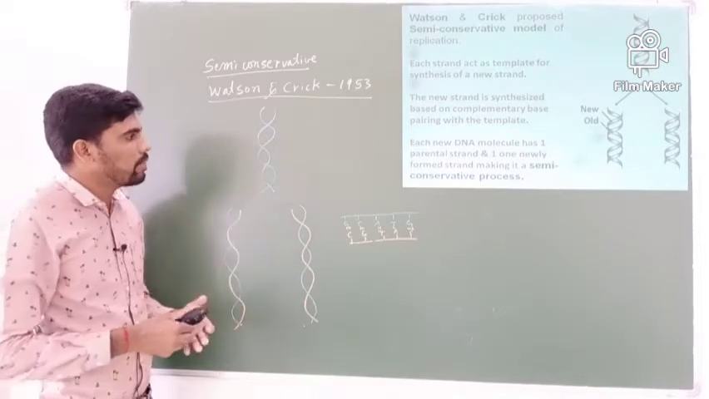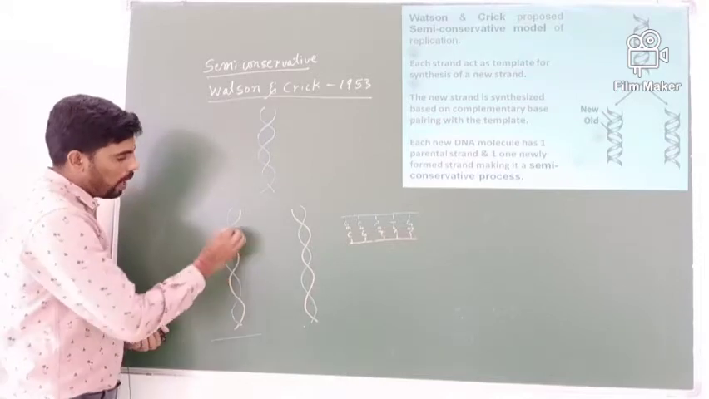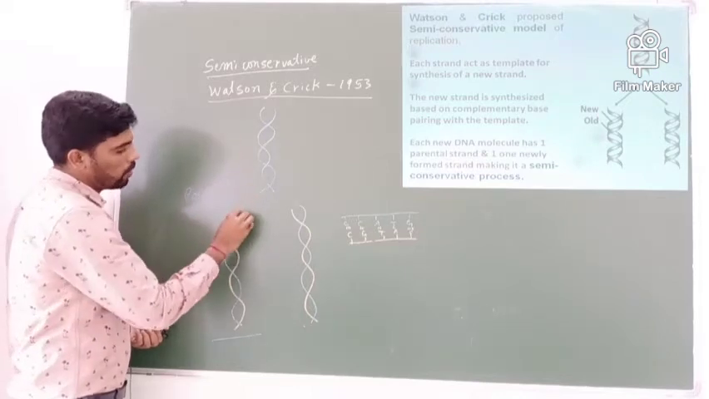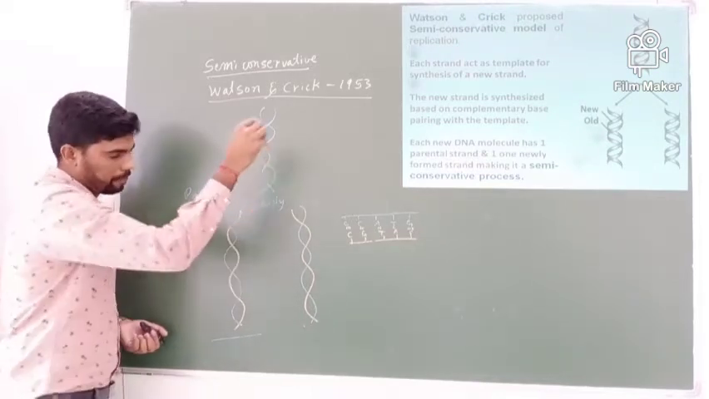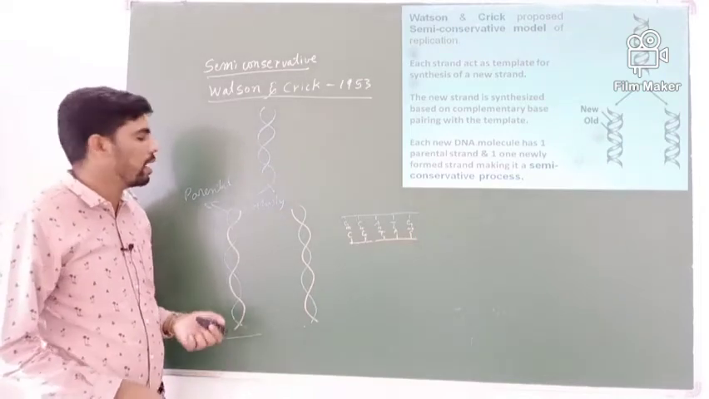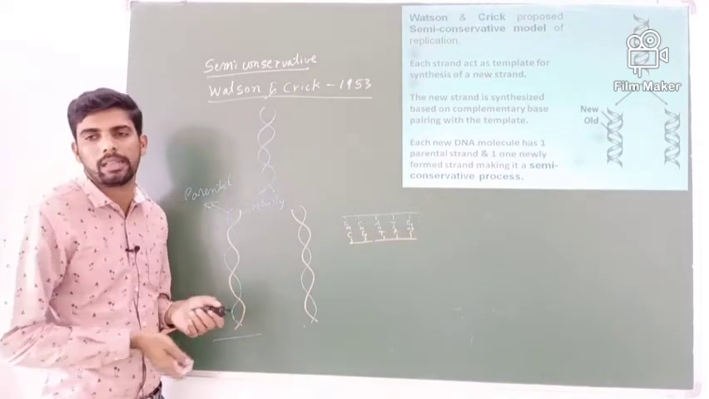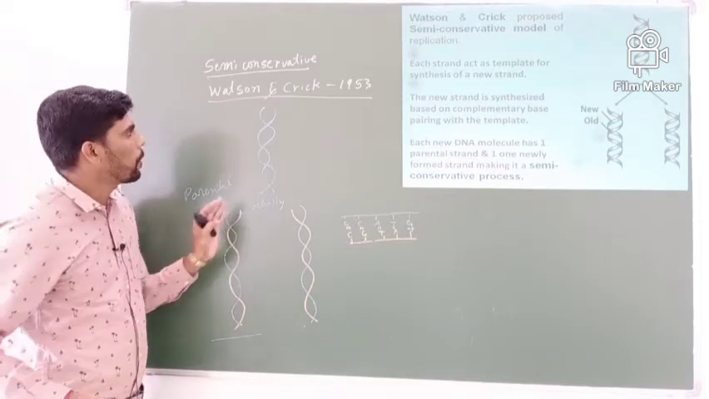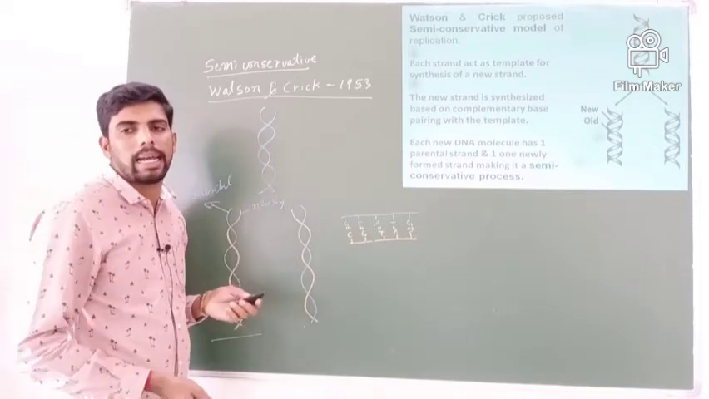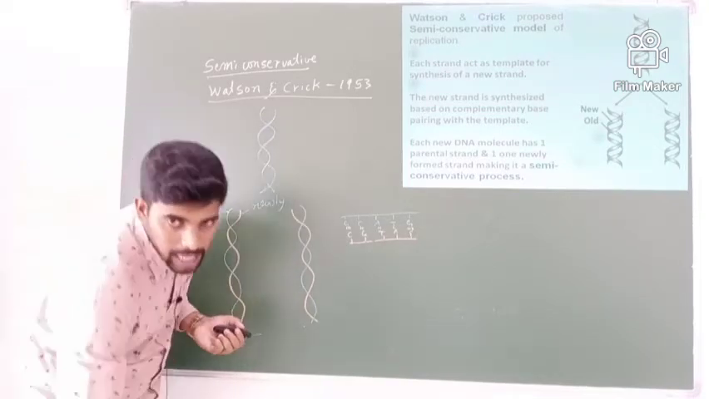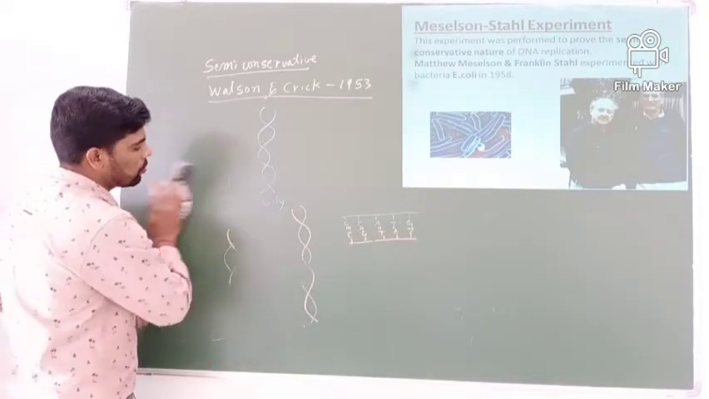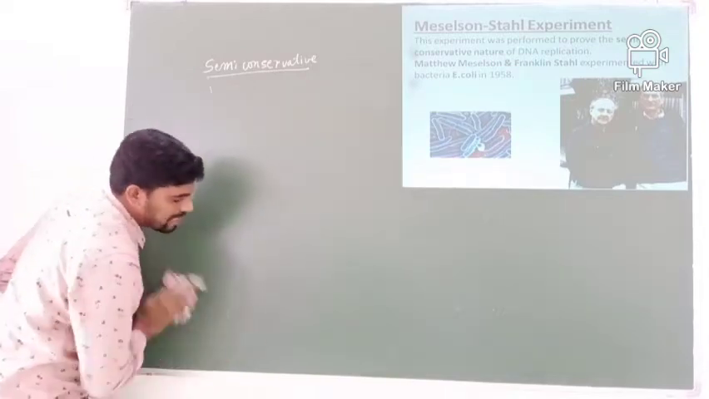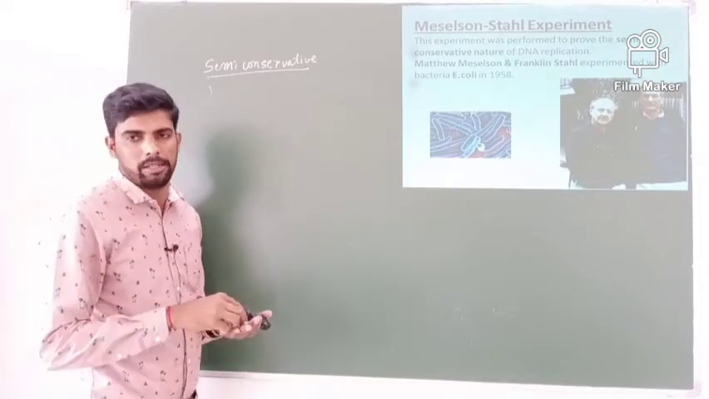Overall, in the semi-conservative method, of the new DNA molecules, one strand will be parental and one will be newly synthesized. That means a part of the parental DNA will be conserved. It was proposed by Watson and Crick in 1953. Next, this semi-conservative mode of replication was experimentally proved by the Meselson and Stahl experiment.